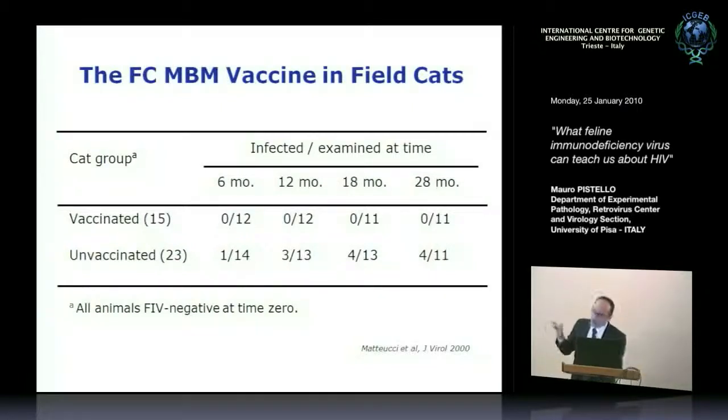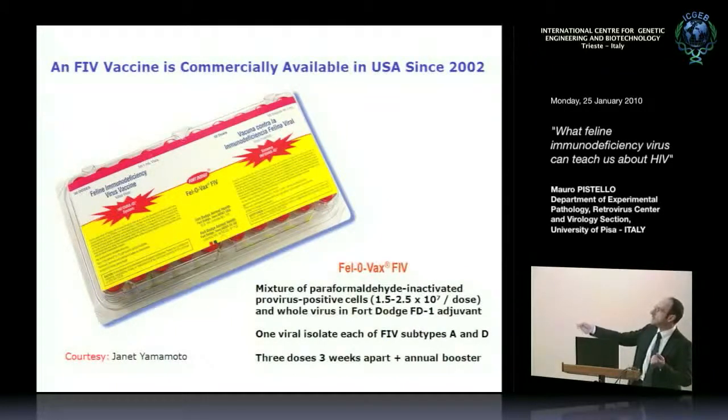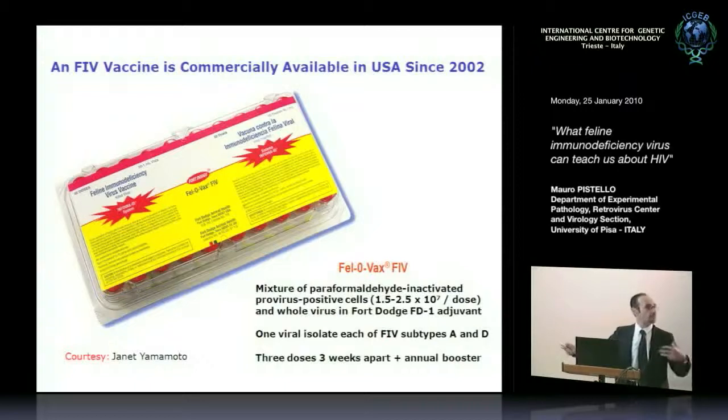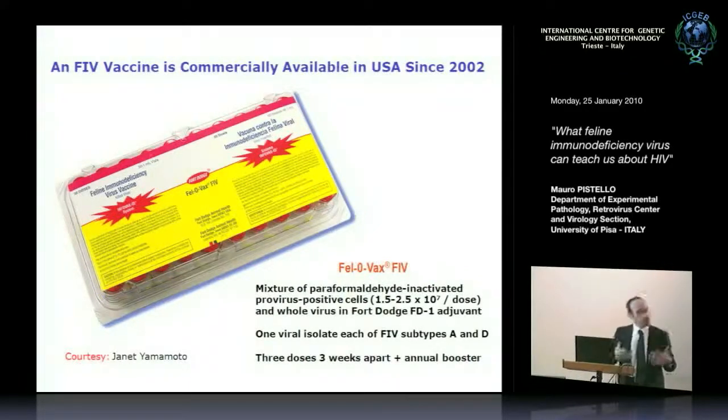Because of this, or at least certainly, there is a marketed vaccine produced by Fort Dodge that uses exactly the same combination and procedure that we used. This vaccine uses a combination of infected cells and whole free virus. We also tested the combination, and it didn't work very well. The difference from ours was that we used only subtype A, while they use two different cell populations, one infected by subtype A and another infected by subtype D.